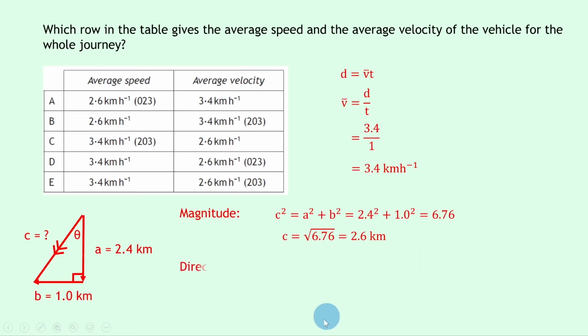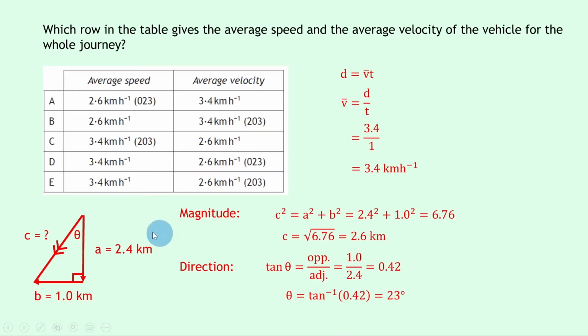And then for the direction, remember we need to use tan theta equals opposite over adjacent. So this gives us tan theta equals opposite, 1.0, divided by adjacent, 2.4, which equals 0.42. And now to find the angle theta, we do inverse tan, or shift tan on your calculator, of 0.42, which gives us roughly 23 degrees. But remember that is just telling us this little angle in here is 23 degrees.